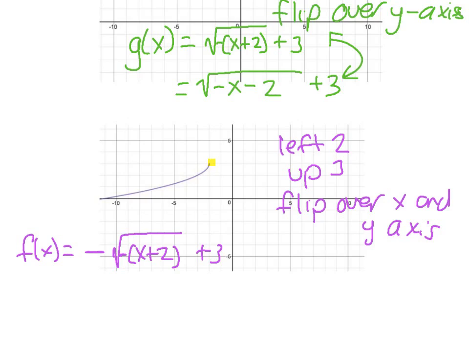Now, writing this function for this graph would be perfectly okay. But if you wanted to simplify it a little bit more, you could simplify the inside of the square root and put negative x minus 2 and then plus 3. Either one of these functions would be acceptable.